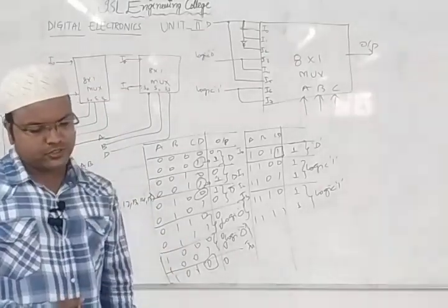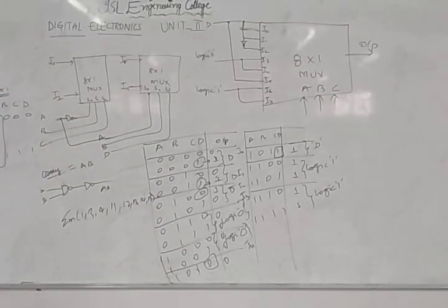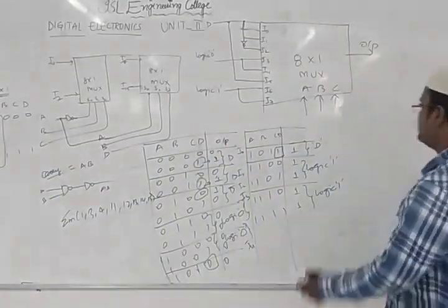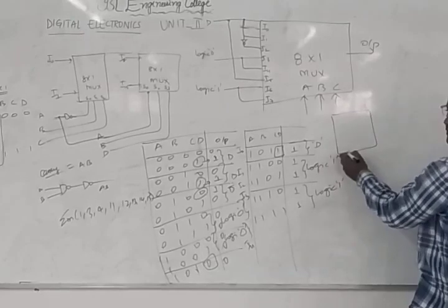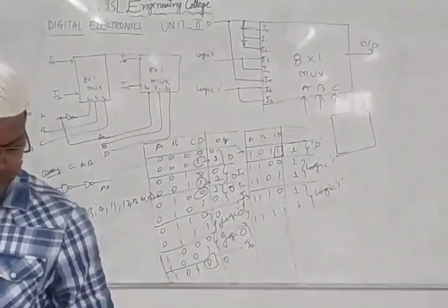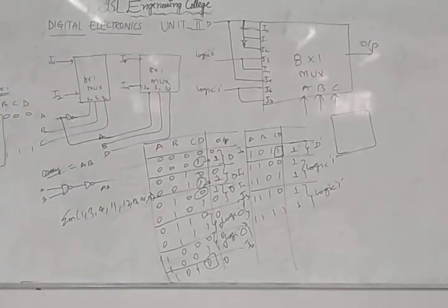Next, in the 6th question, they ask to explain the 3 to 8 line decoder. So first, for the 3 to 8 line decoder, we have 3 input values. We will take those 3 input values and write the respective output for them. In the question, we have 3 values. The question is to design a 3 to 8 line decoder.